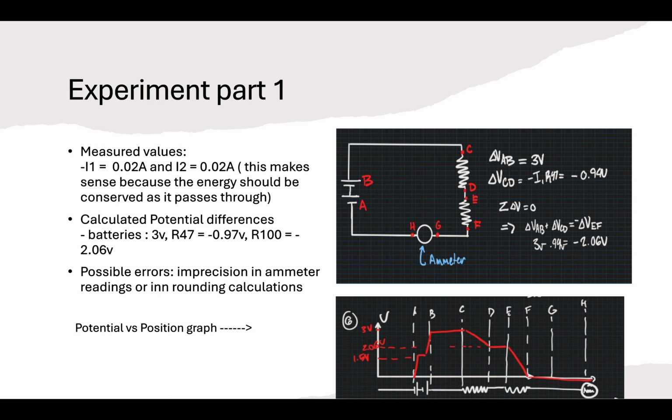And then we have our potential versus position graph. So this will show the potential difference as you follow along through the circuit. So you can see it jumps with the batteries and goes down with the resistors until it hits the ammeter.